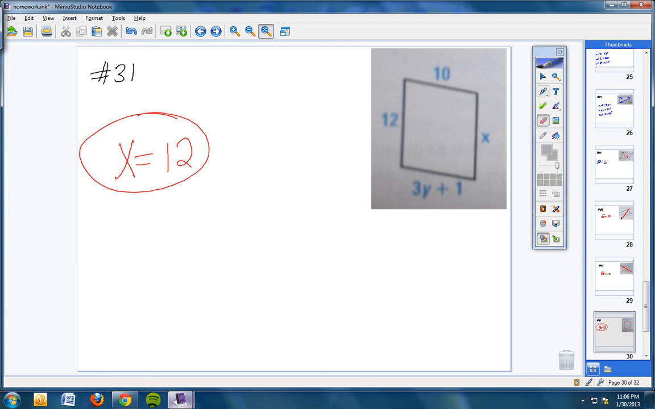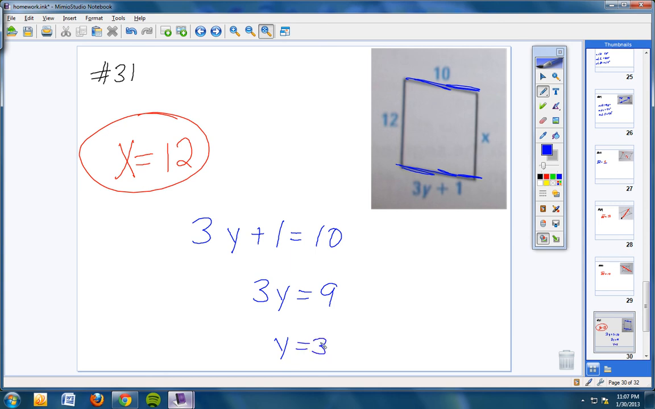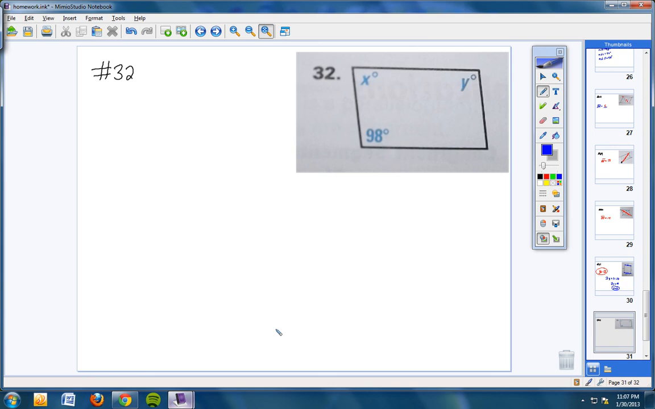Now we also know that this side right here is congruent to this side here. So we can write an algebraic linear equation, 3y plus 1 equals 10. Now let's subtract 1 from both sides, and we're left with 3y equals 9. And now divide both sides by 3, and y equals 3. So there we go. We solved for x and y. Rewind that if you need to.